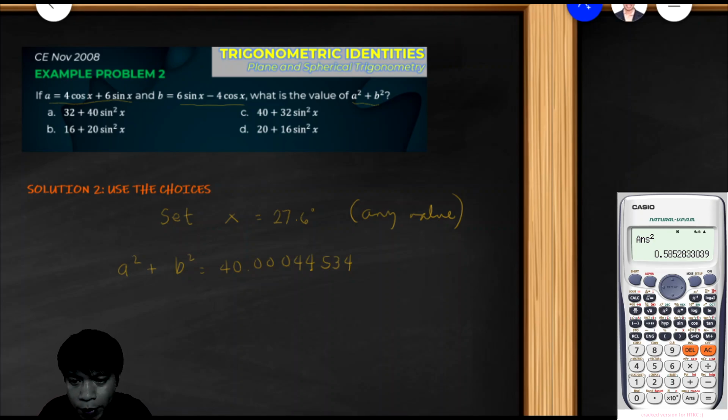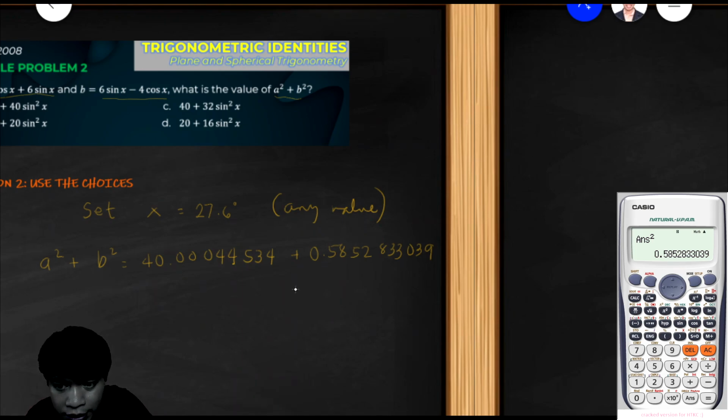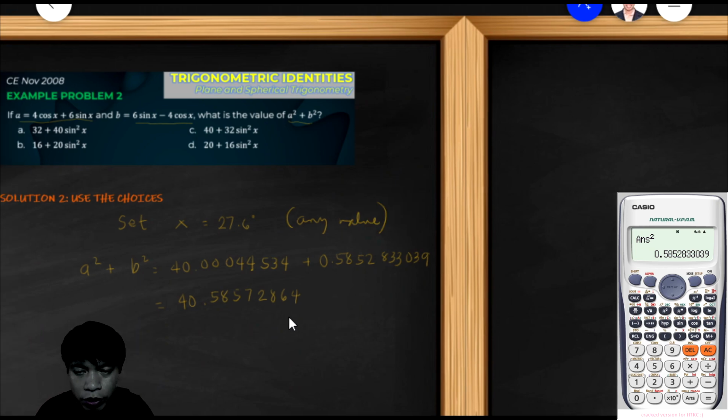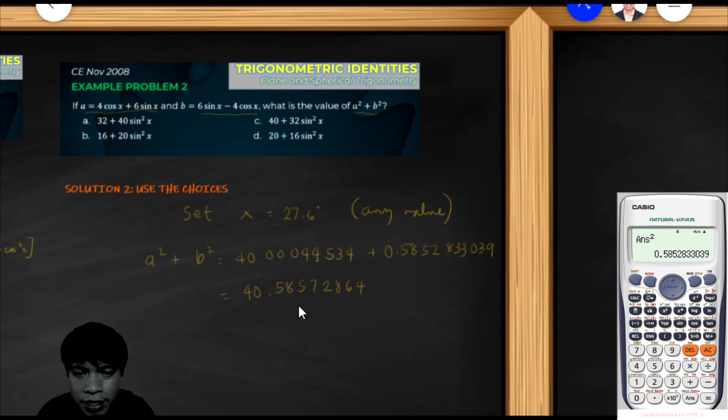Okay? Ikokopyahin ko lang siya guys. Ito na guys yung ating value ng a squared plus b squared. I-add lang natin silang dalawa. A squared plus b squared. Ngayon guys, ang gagawin natin, again, since ginagamit natin yung choices, isa-substitute natin guys yung x natin na 27.6 sa mga choices and then kung sino yung tugma sa kanila, yun yung tamang sagot. Okay? So gagawin ko siya guys.